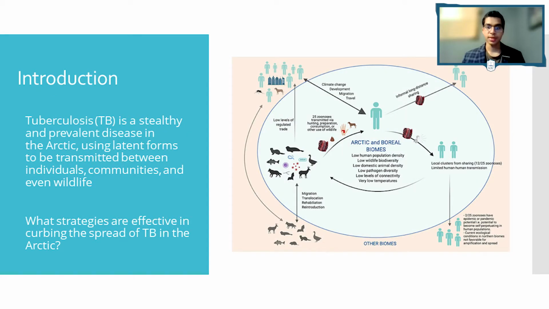Tuberculosis is a stealthy and prevalent disease in the Arctic. It uses latent forms to be transmitted between individuals, communities, and even wildlife. As can be seen on the right, the Arctic biome and boreal biomes just in general have a very complex interplay of moving parts that make it quite easy to facilitate the transmission of tuberculosis from person to person and person to animal, as well as animal to person. Our central research question was, what strategies are effective in curbing the spread of TB in the Arctic?